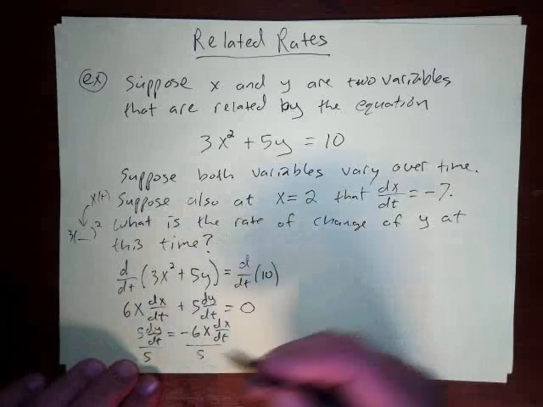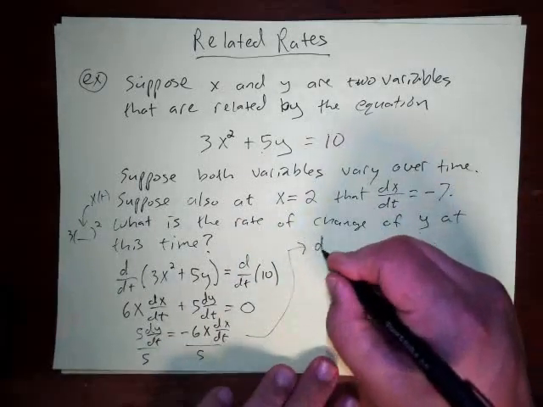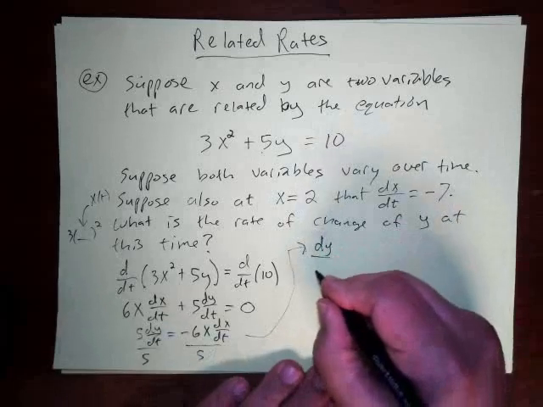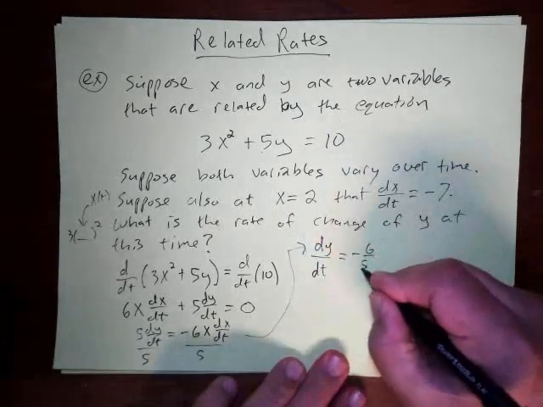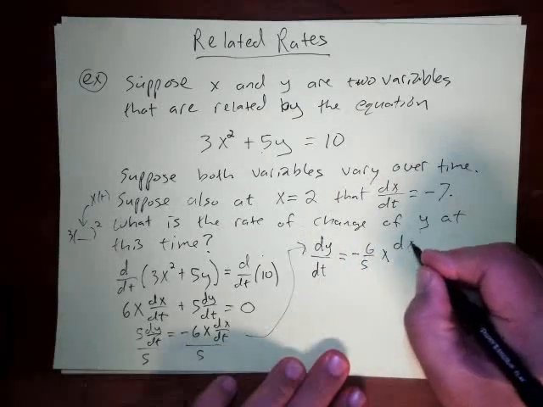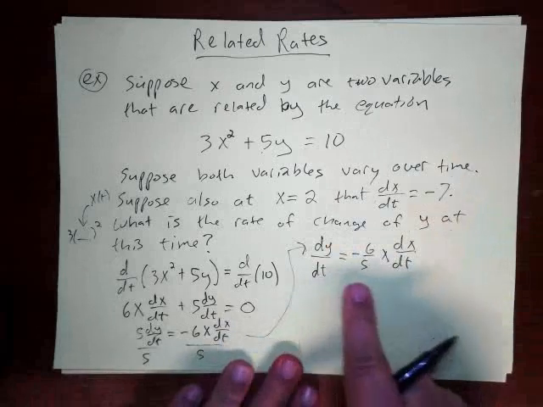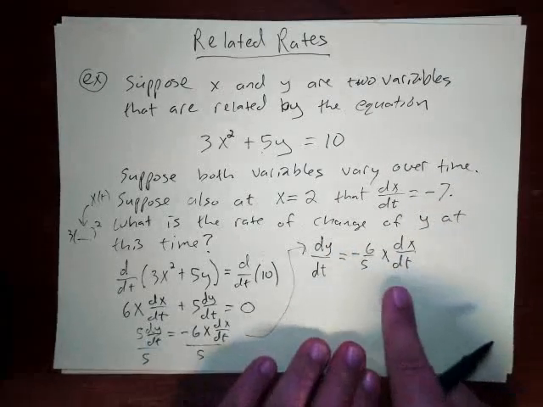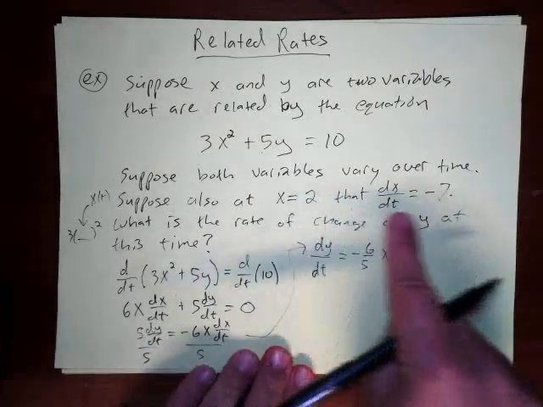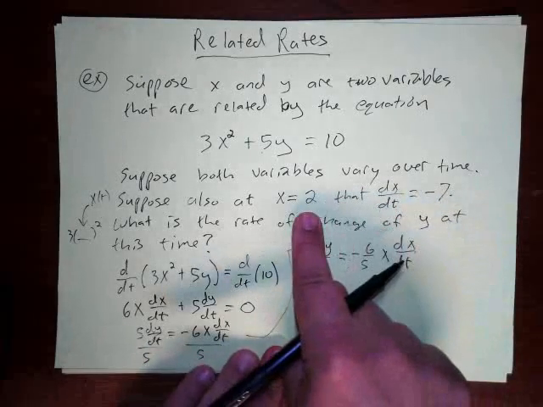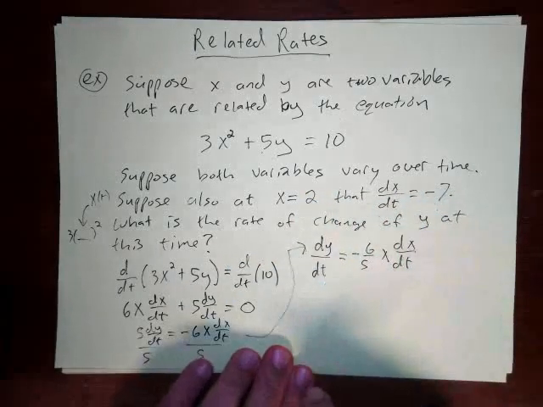Get rid of that. And then up here, I'm going to have dy/dt is equal to -6/5 x dx/dt. So this is the derivative of y with respect to t. And notice on this side I have an x and I have a dx/dt. Well, that's what I'm given here. I'm given at x equals 2, when x is equal to 2, the dx/dt is equal to -7.